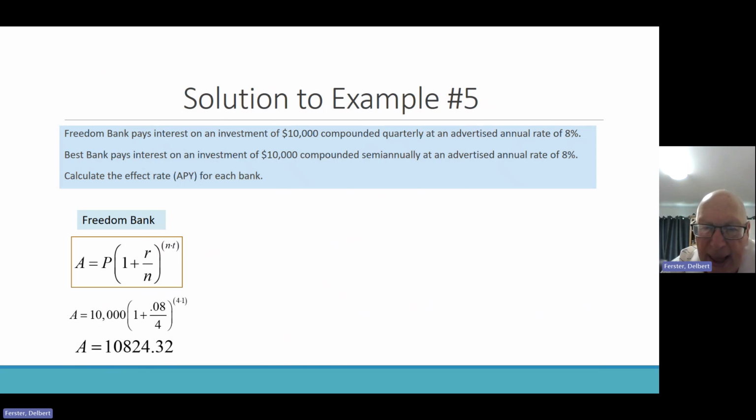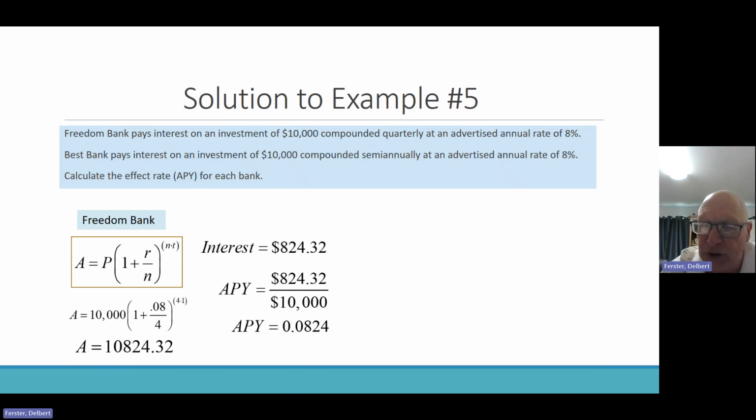Calculator, I didn't go a whole lot heavier. It's you, me, and your calculator. So the $10,000 is now worth $10,824.32. They earned $824.32 over that year. So that's their interest earned, and there's their APY. It's the interest over the initial principal. So it's 0.0824. So they earned an effective rate of 8.24% at Freedom Bank for that investment opportunity.